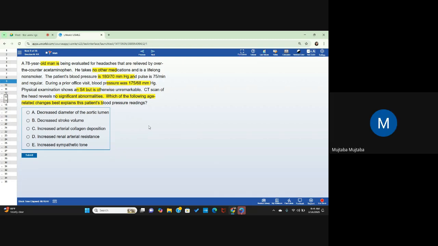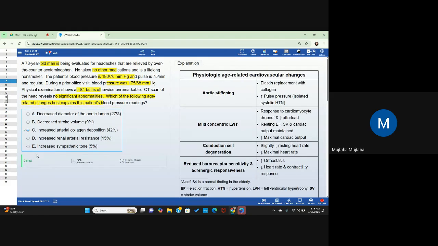Decreased diameter of the aorta? Aortic compliance is decreased. No, there is increased arterial collagen deposition. With age, the artery will get stiff. So it will be the increased arterial collagen deposition. Yes. Very good.